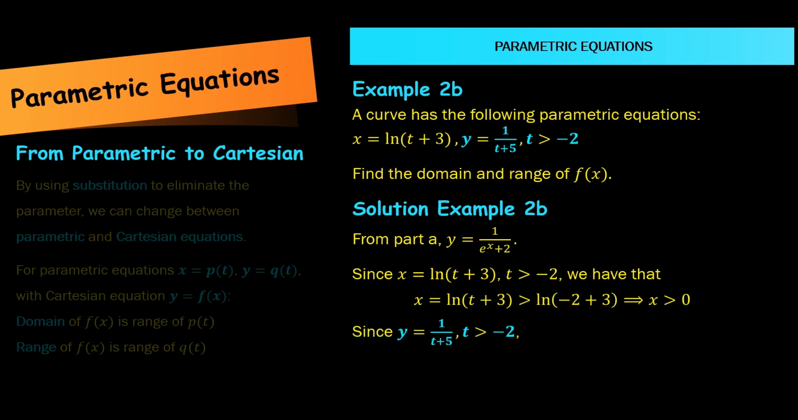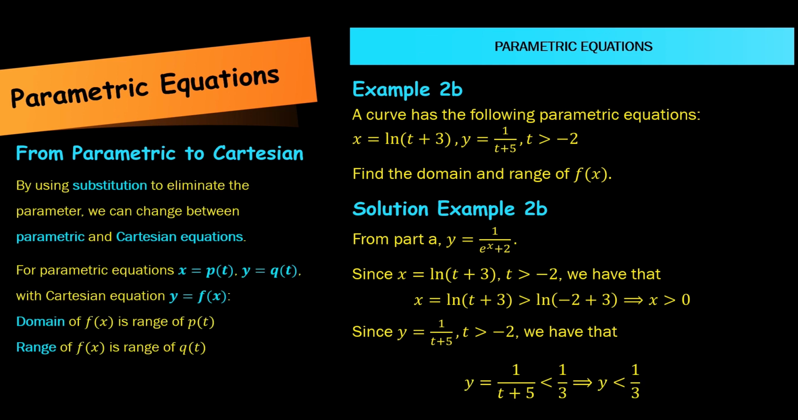For y, since we have that y equals 1 over (t plus 5) for t greater than minus 2, we can rearrange this to give us 1 over (t plus 5) is less than 1 over 3. And therefore y is less than 1 over 3. And therefore we found the domain and range of f of x.